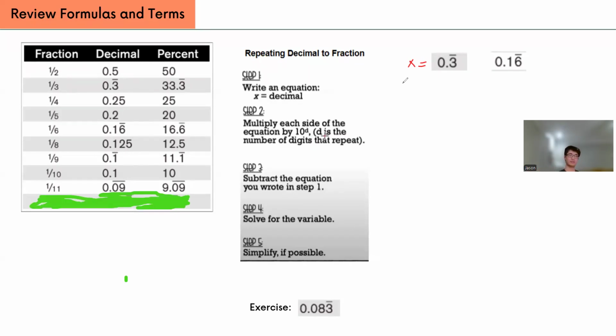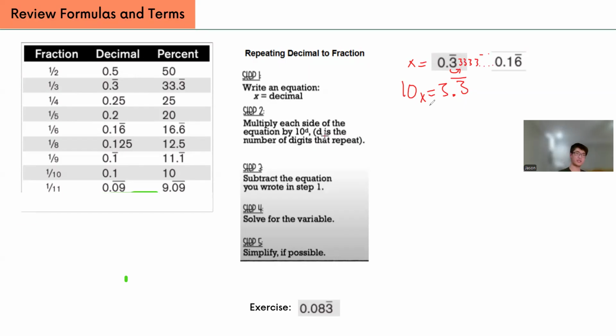So this is 10x. So you multiply this by 10, right? Because it's only one digit that is repeating. So once you do this, you actually end up with 3.3 repeating, right? Because you move this decimal place back 1, but it actually ends up being 0.3333, etc., and this is just repeating on and on forever. If you move this back 1, it's just 3.3 repeating again, right?